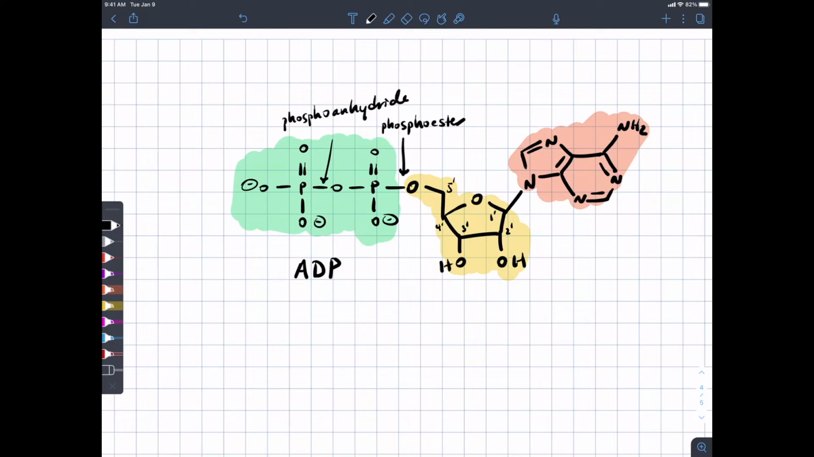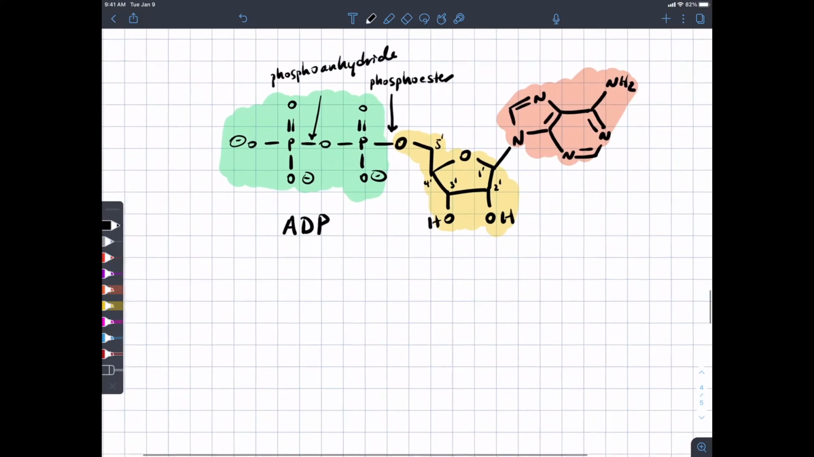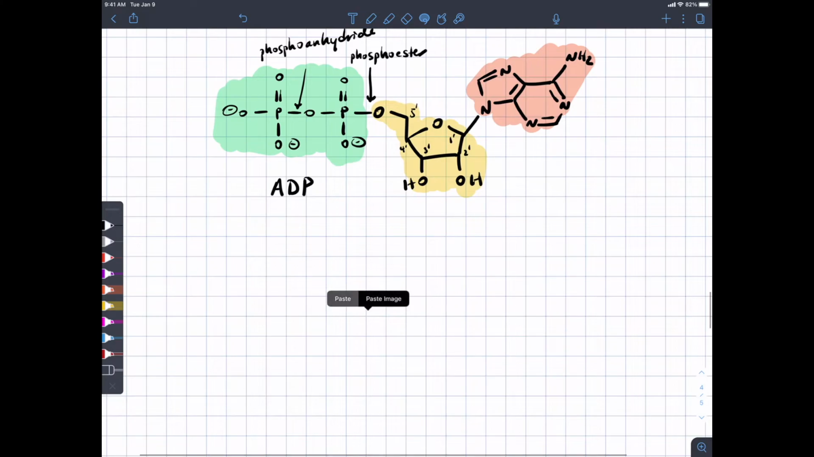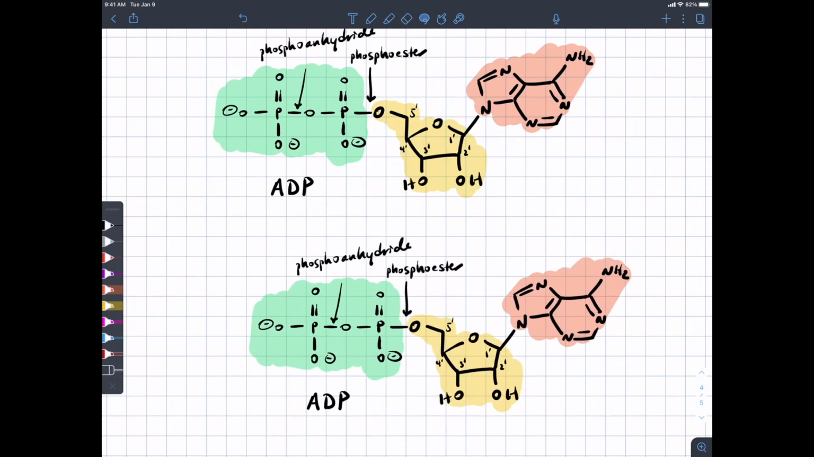Okay, and then you can see where we're going. If we tack an additional phosphate group on there, and I realize I'm copying and pasting, the notes will be posted, so don't worry about scribbling down everything.